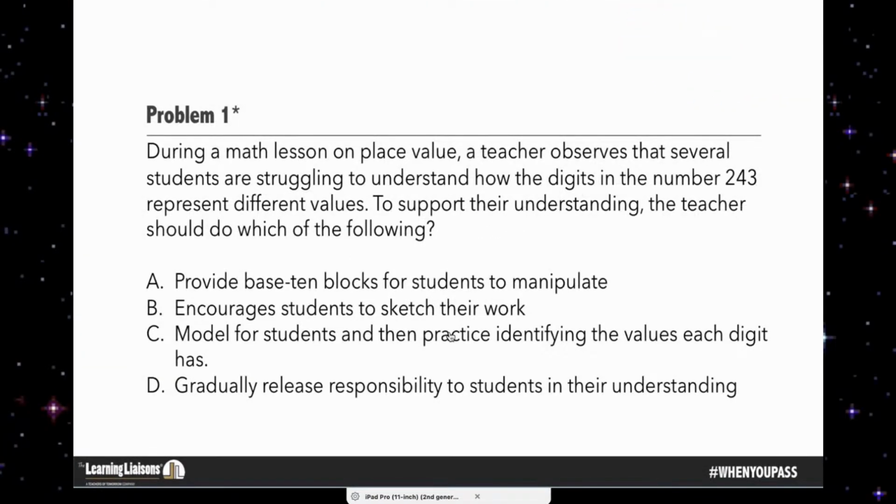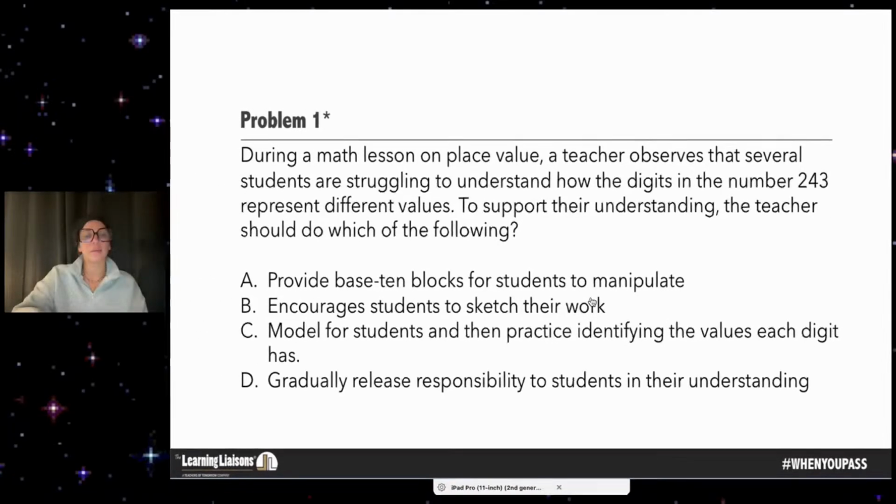Problem 1. During a math lesson on place value, a teacher observes that several students are struggling to understand how the digits in the number 243 represent different values. To support their understanding, the teacher should do which of the following? A. Provide base 10 blocks for students to manipulate. B. Encourage students to sketch their work. C. Model for students and then practice identifying the values each digit has. Or D, gradually release responsibility to students in their understanding.